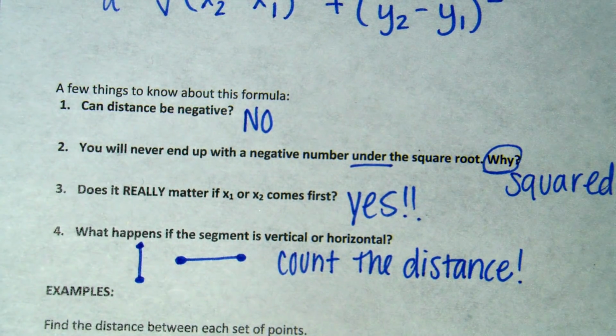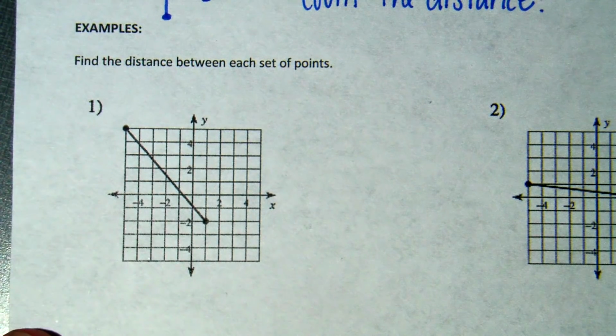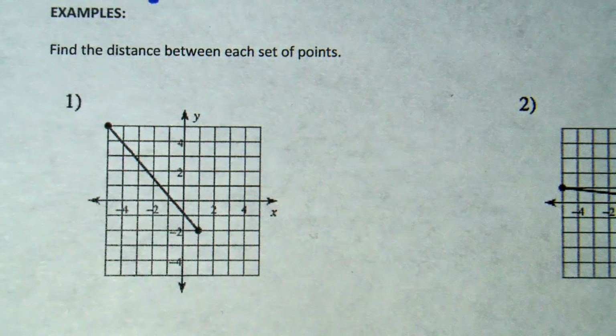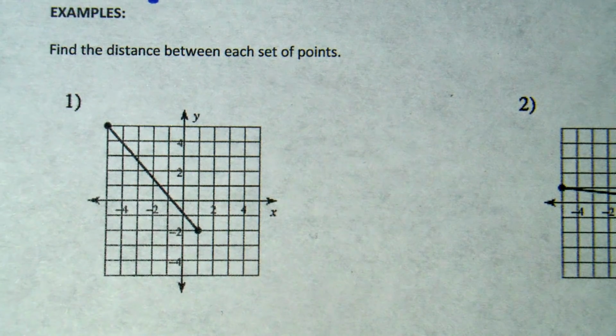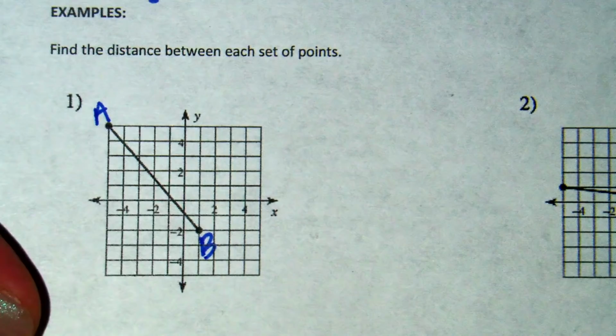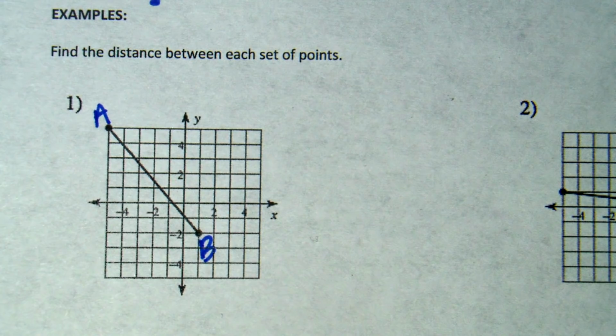So, a couple examples for you. It says, find the distance between each set of points. The very first thing I see, obviously, is a coordinate plane. I also see that none of my points are labeled, so the first thing I'm going to do is label those points. We always read our lines from left to right. So this is point A, which means this is point B. Now I should figure out what the coordinates of those points are.